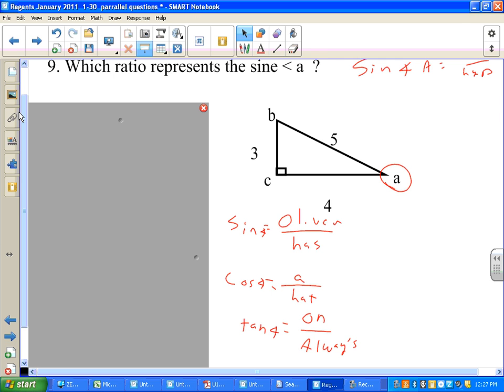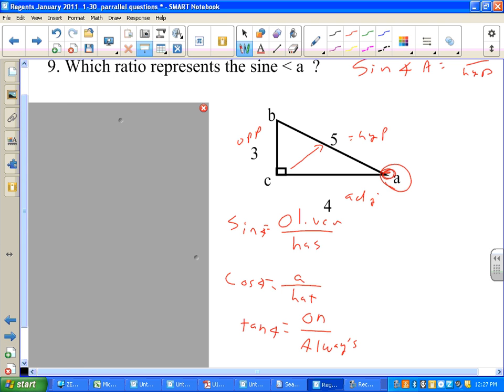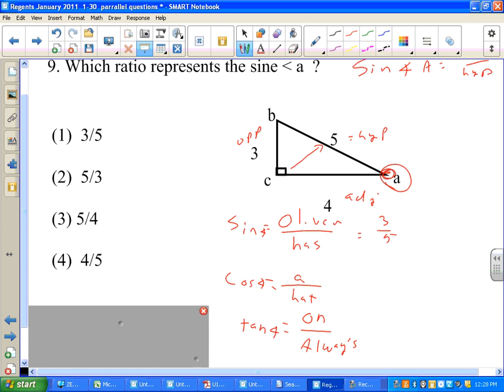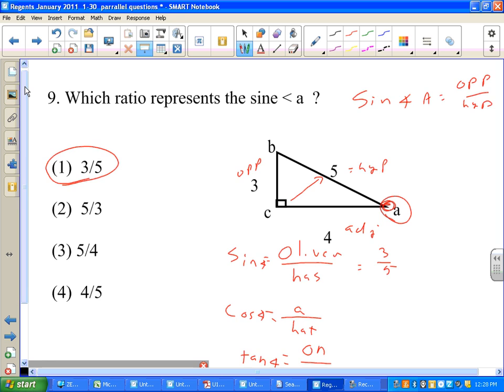So sine is opposite. We identify the hypotenuse first. The hypotenuse is 5. The other one that your angle is touching is the adjacent. So the third must be the opposite. Opposite over hypotenuse is 3 over 5. Choice 1. These are parallel to the regents question.